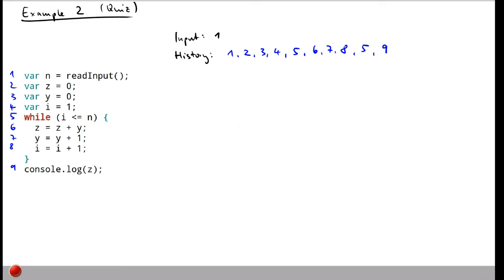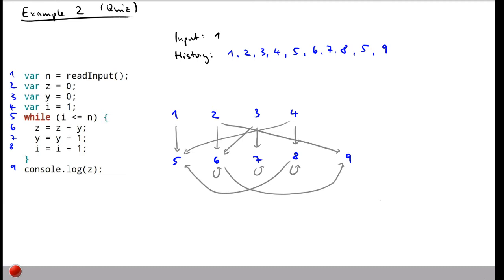So now to compute the dynamic slice, we again need the program dependency graph, and I'll just speed this up a little bit. So we have these nodes, one for each statement. Next, we have this set of data dependency edges, which I'm not explaining in detail because this is a quiz that you should do yourself. If there are any questions, feel free to ask them in Ilias. And then finally, we have these three control dependency edges, which basically tell us that 6, 7, and 8 are executed depending on a decision made at statement 5.